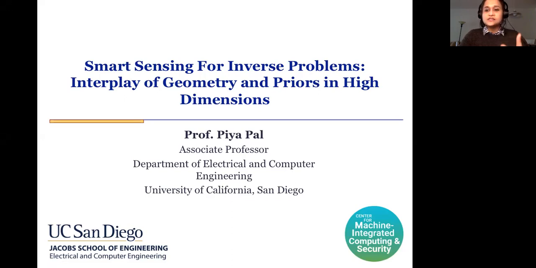So broadly speaking, I'm interested in solving inverse problems, and there are two aspects of inverse problems that motivate my research. One is the sensing aspect, how to collect measurements in an efficient way that can help us solve these problems. And the other is the algorithmic aspect, where we try to understand how utilization of available information, some side information in the form of the geometrical structure of the problem or some statistical priors that we may have access to, can work together to help us solve inverse problems in high dimensional settings.